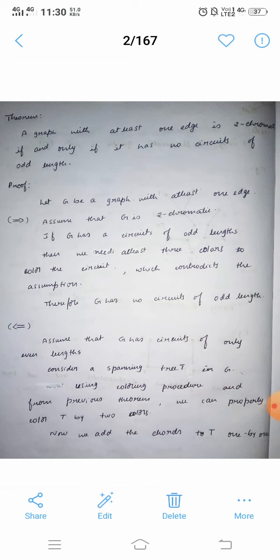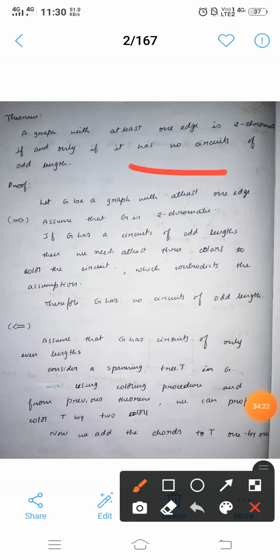We'll prove the converse. What we have to prove? Assume that G has circuits of only even length. What is the converse part? The graph G has no circuit of odd length. That means G has only circuits of even length. If we say there are no circuits of odd length, then if circuits exist in the graph, they exist only with even length. G has circuits of only even length.